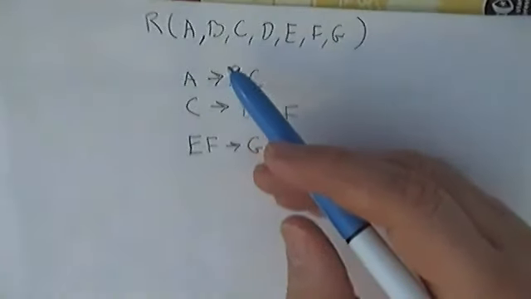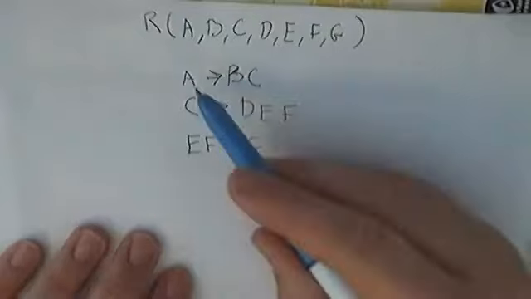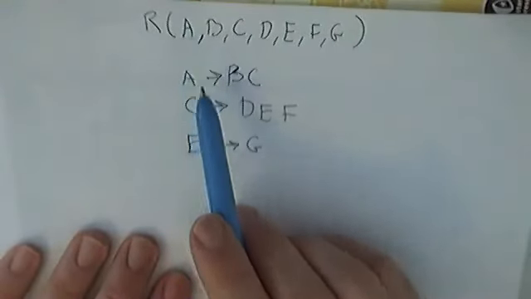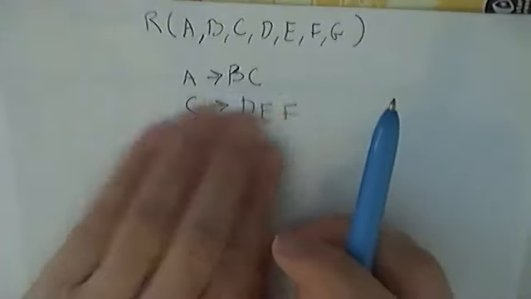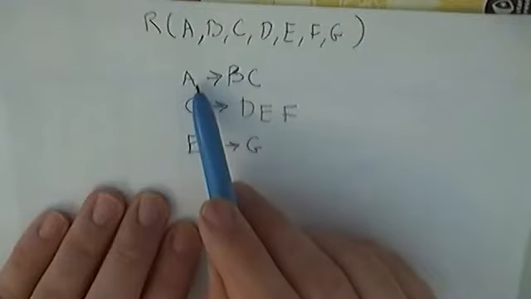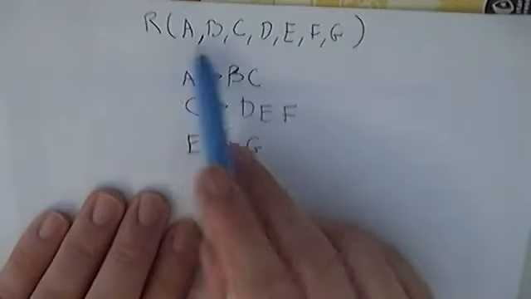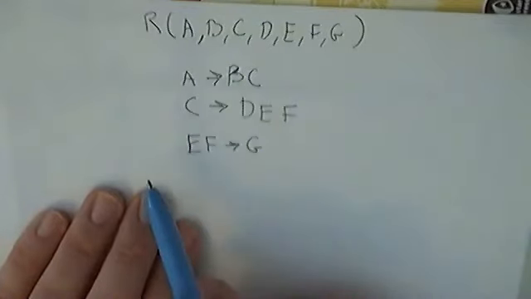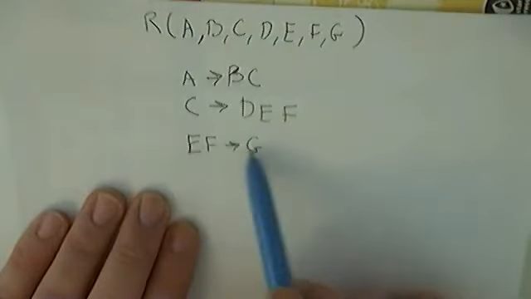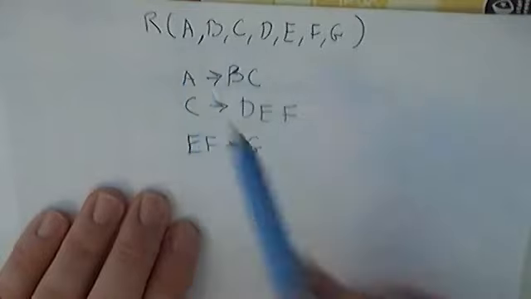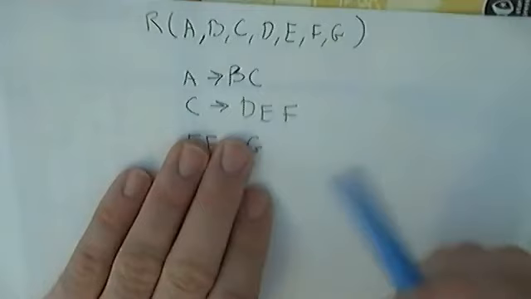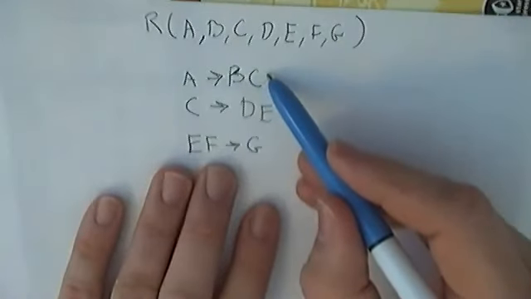I'm just going to be looking at this one. First, let's consider this functional dependency right off the bat. Is A a superkey of this relation? Well, with A, I can get BC. With C, I can get DEF. With EF, I can get G. So yes, it is, in fact. So this guy is not a problem. This guy is not violating BCNF.